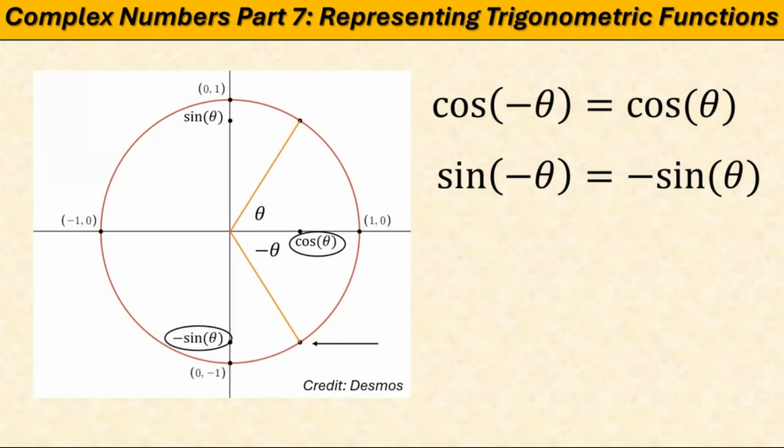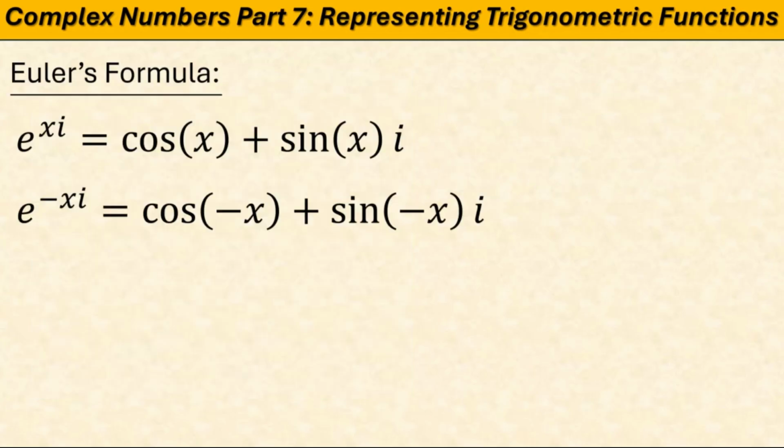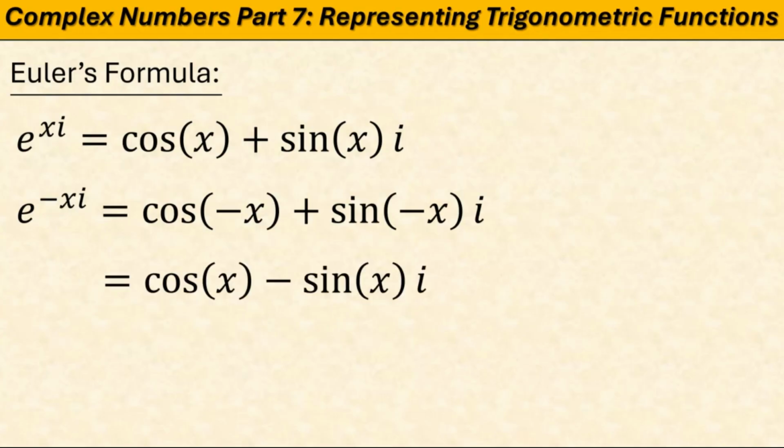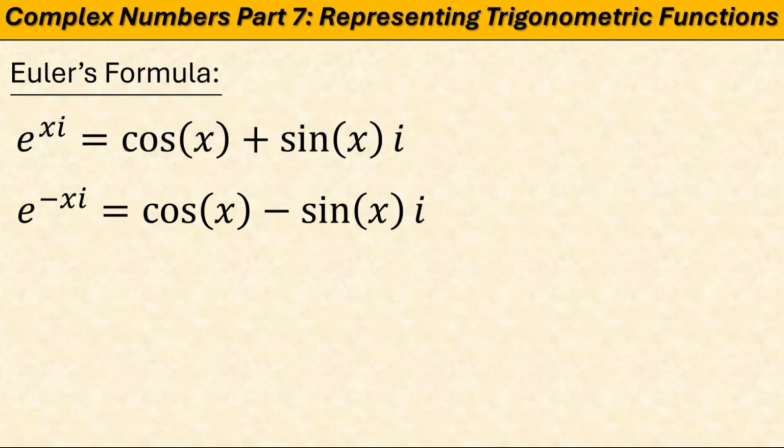Looking at negative theta here, we see that where it intersects the unit circle, it still uses a positive x coordinate, but uses a negative y coordinate. And so the cosine of negative theta is just the cosine of theta, and the sine of negative theta is just negative sine theta. Plugging this back into what we have here, we know that e to the negative xi is cosine x minus sine xi. And so we can use these two formulas to do something interesting.